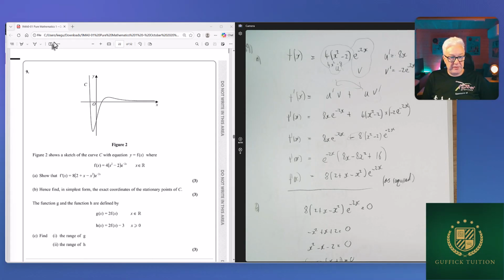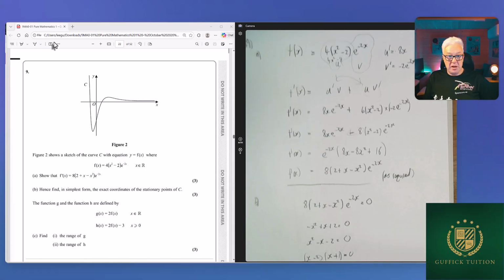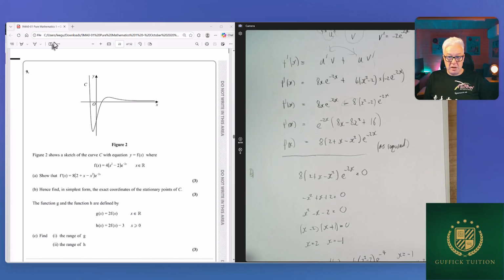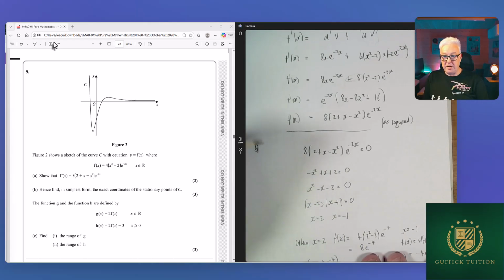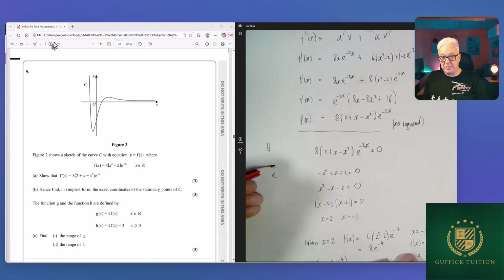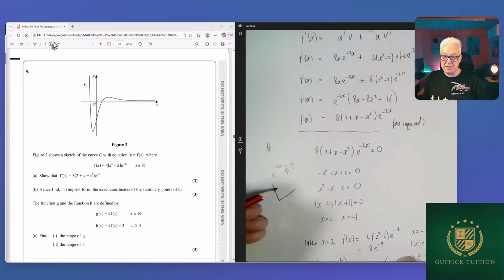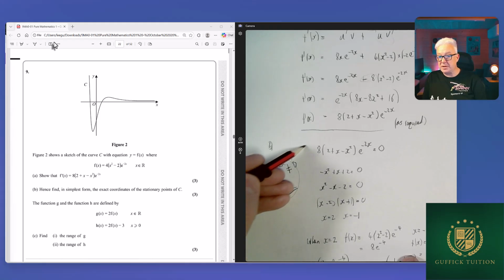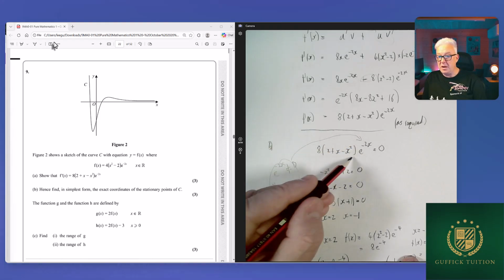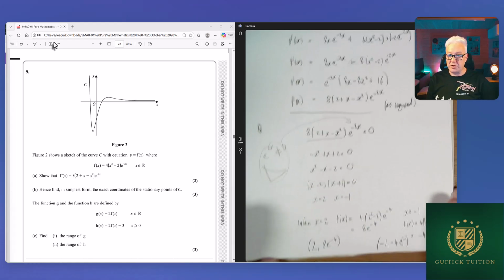Hence find, in its simplest form, the exact coordinates of the stationary points. The stationary points are going to occur when dy by dx equals 0, in other words, when this expression is equal to 0. The thing to point out is that e to the minus 2x is never going to equal 0. It's going to look like an exponential decaying curve that has an asymptote at 0, so we don't need to worry that there are going to be any solutions coming from that term. Instead, we only need to concentrate on the quadratic.